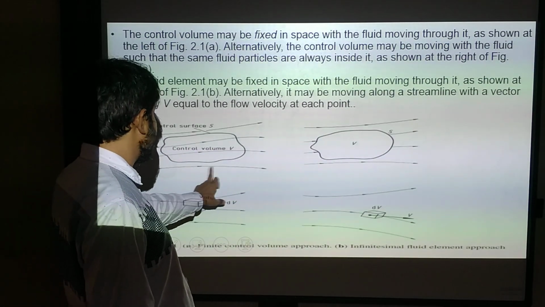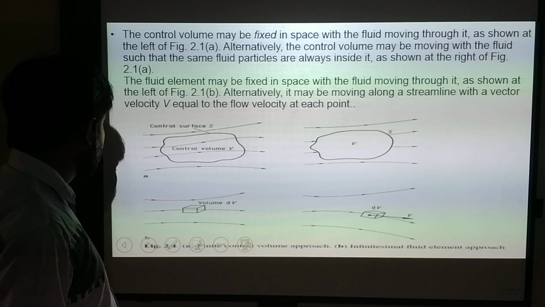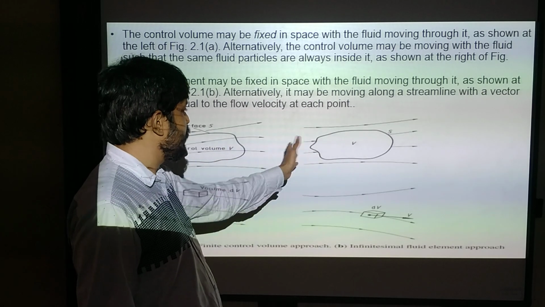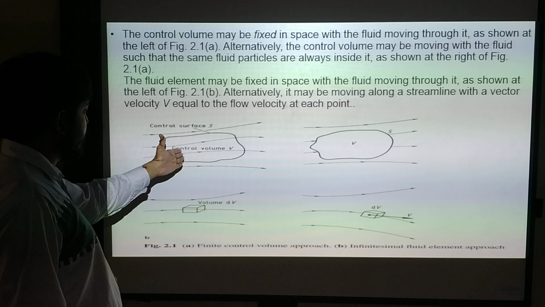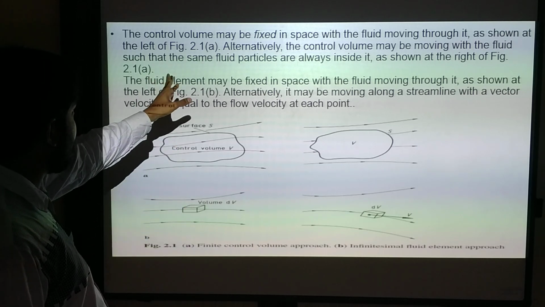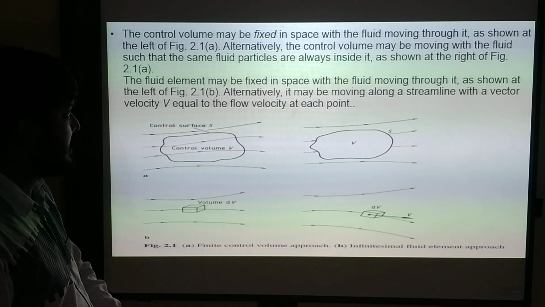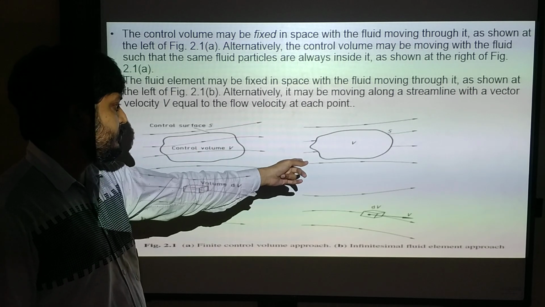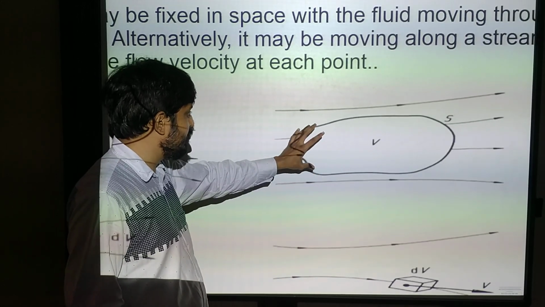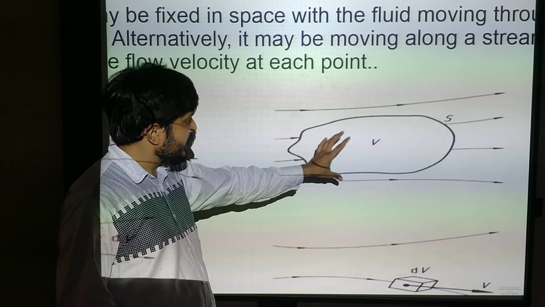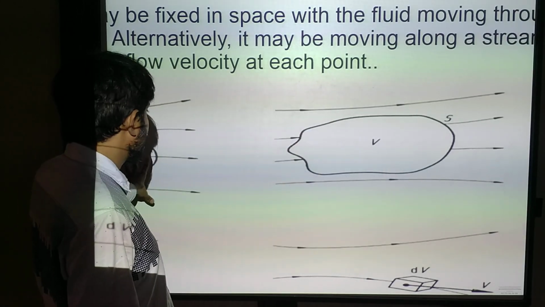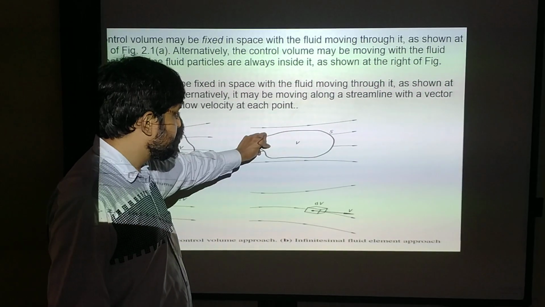What is the difference between the left and right? Here both are finite control volume approaches. This control volume is fixed in space, and this control volume is moving with the flow. Here the finite control volume is fixed in space and fluid flows across it. So the finite control volume may be fixed in space with the fluid moving through it, or alternatively the control volume may be moving with the flow. This is a part of the flow. Flow and control volume are not two entities, the complete flow and control volume are one only. This is the difference between these two models. This is fixed in space and this is flowing with the fluid.